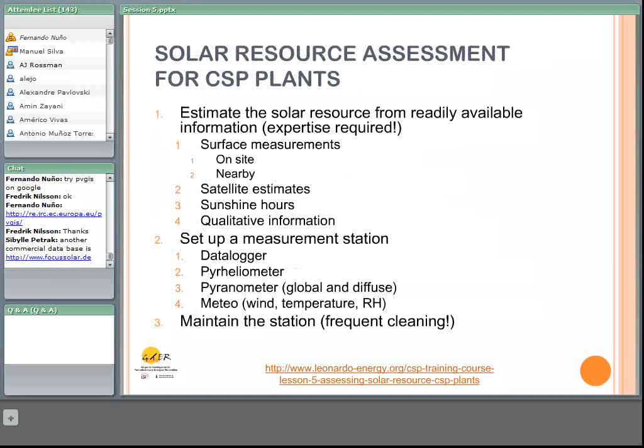Then satellite estimates from databases, be they public or commercial, are also a good source of information. Sunshine hours, if available from a meteorological station in the surroundings, can be of help. And if you don't have any other information, the qualitative information is a first approach.